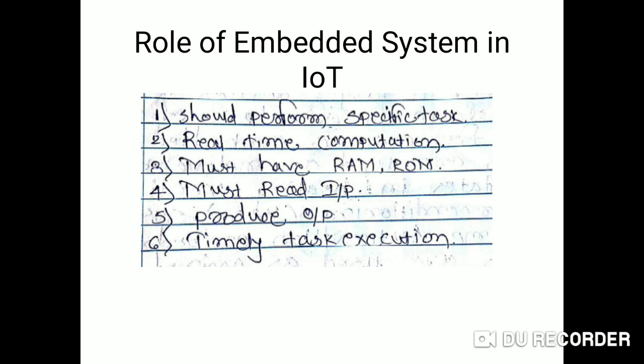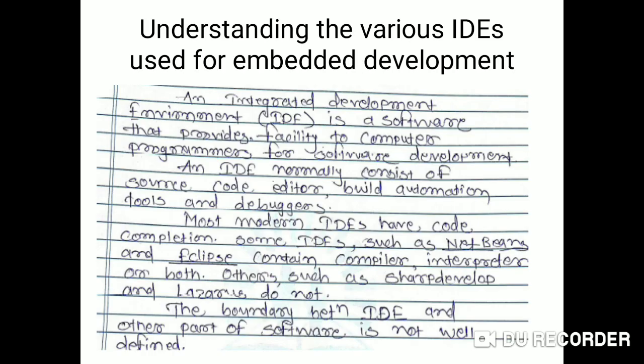So my embedded system should perform a specific task. It should be real-time computing. It should have RAM and ROM. It must read input and output. It should produce output properly. Then it should perform timely task execution. So next and the last point is understanding the various IDEs used for embedded systems.